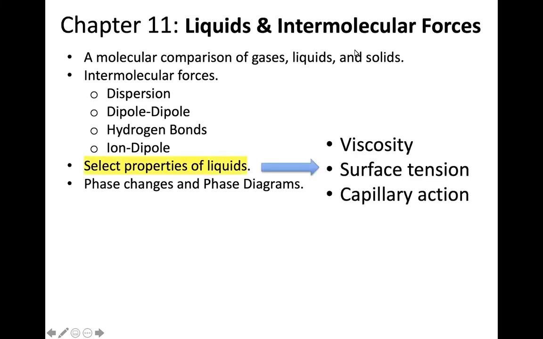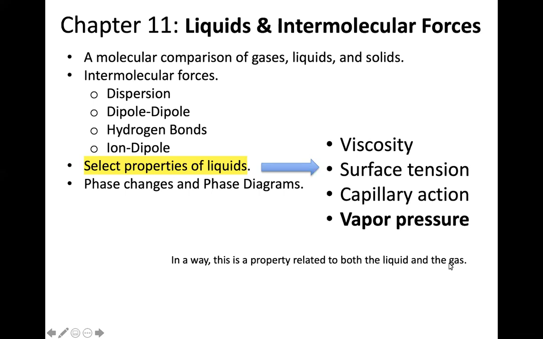Last time we were looking at some properties of liquids. It's calling it select properties. I mean, there's a lot of different ways we can characterize liquids, but we discussed viscosity, surface tension, and capillary action as 3 examples. And then we moved on to describing this property of vapor pressure. And when I think about vapor pressure, in a way, I think that's related to both liquid and the gas.